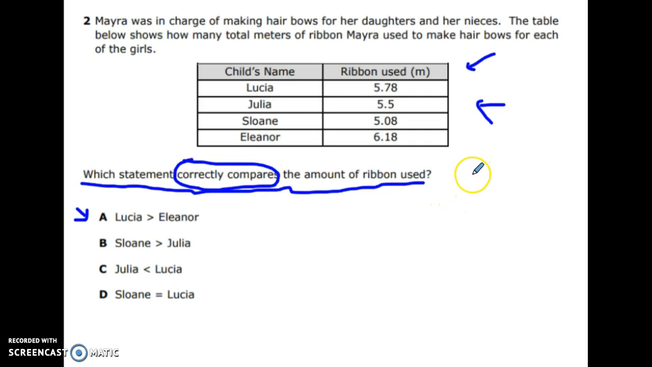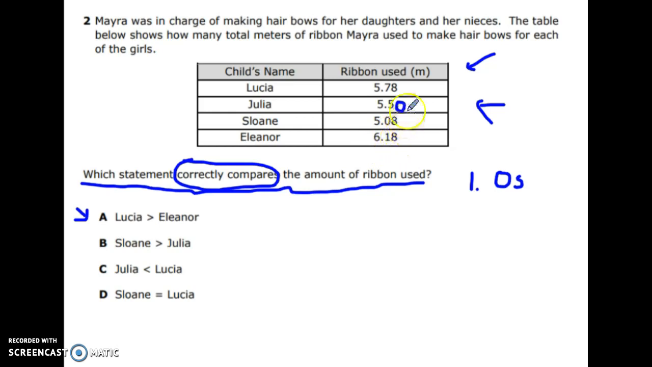Alright, step 1, when we're thinking about strategies, step 1, filling in the 0 placeholders so that we have the same number of decimal places. In 5 and 78/100ths, we have 2 decimal places. In 5 and 5/10ths, we only have 1 decimal place, so I'm going to go ahead and fill in 1 0. So now I have 5 and 50/100ths. In 5 and 8/100ths, I have my 2 decimal places, I'm good. 6 and 18/100ths, I have my 2 decimal places, I'm good.